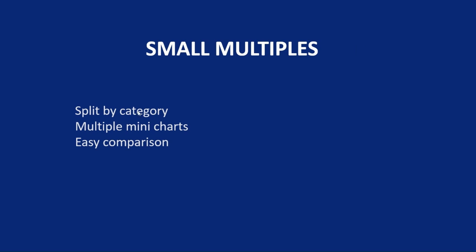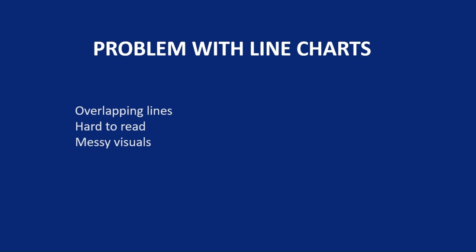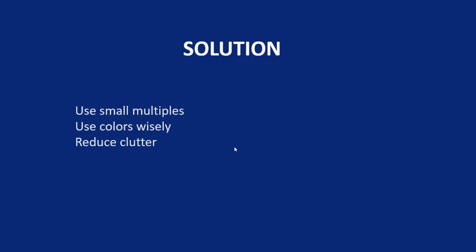But now here's the problem. When you use line charts with too many categories, lines overlap and it becomes messy and hard to read. This is often called a spaghetti chart and it's not useful. The solution is to use small multiples, use color wisely, and reduce the clutter. The goal is simple: make your data easy to understand at a glance.